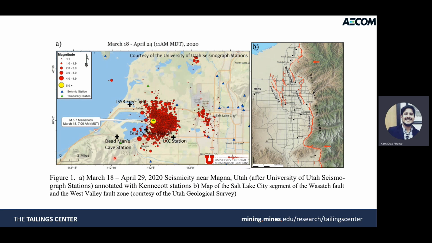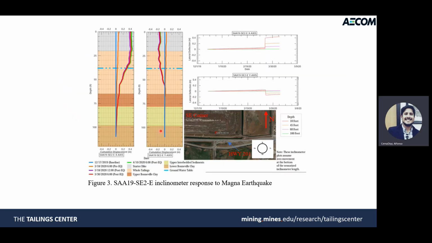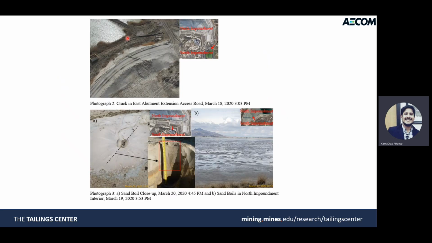This is the main shock shown as a yellow circle, and all the red ones are the aftershocks. You can see here the different inclinometer responses that we saw after the earthquake. Really a translational type of movement for this fine tailings material. However, back in the impoundment, where you have saturated, low confining pressure material, you have this typical volcano that tells us there's some liquefaction going on. However, this type of behavior was only superficial and didn't compromise the facility or the dam.